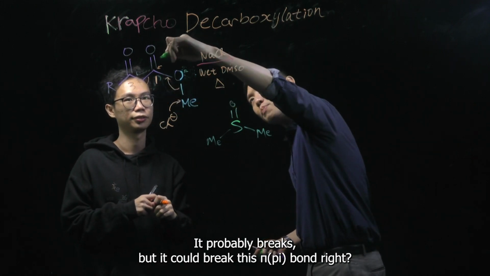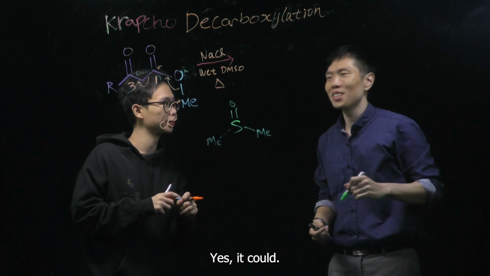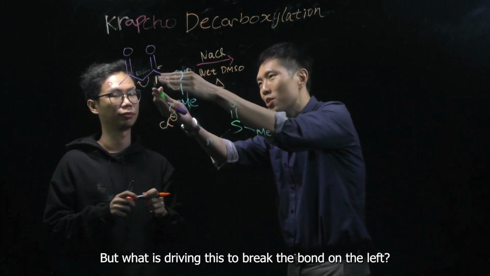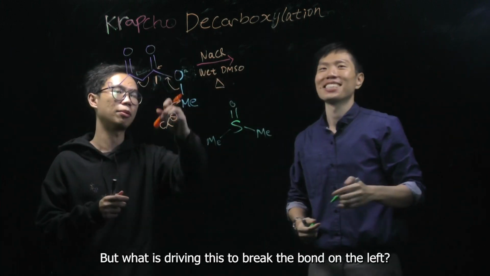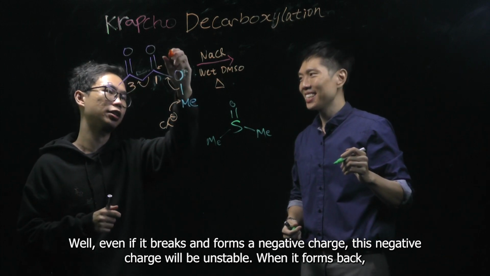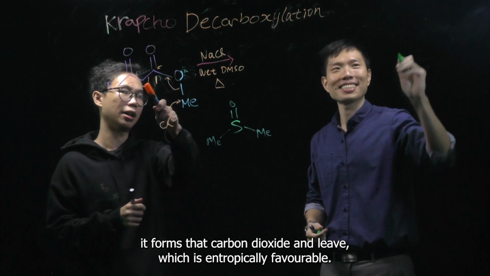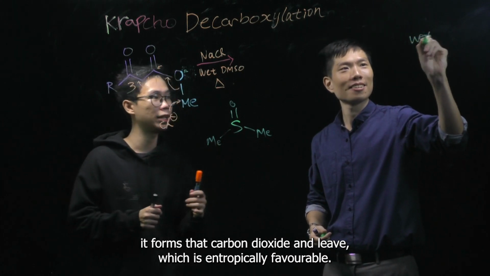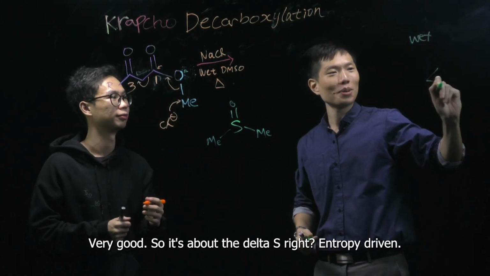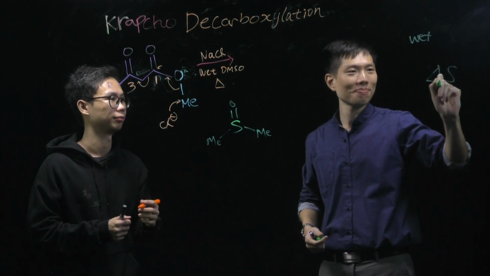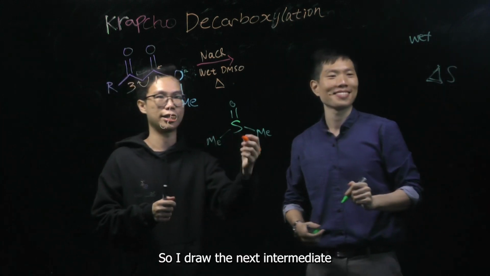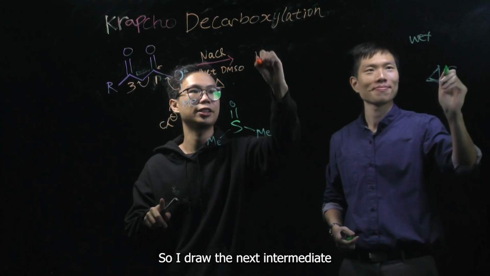But it could break this pi bond, right? Yes, it could. But what is driving this to break the bond on the left? Well, even if it breaks and forms a negative charge, this negative charge will be unstable. If it forms back, it can form carbon dioxide and leave, which is entropically favorable. Very good. So it's about the delta S, right? Entropy driven.